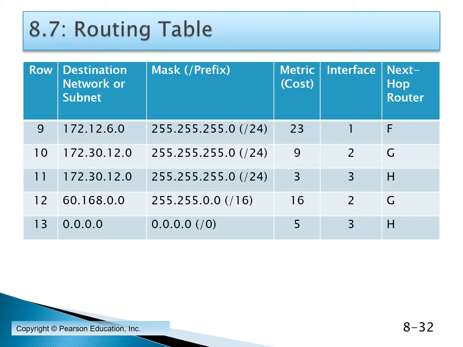So this one is just a continuation of the previous slides. We have more rows of this example. The last row here means anything else, right? 0.0.0.0, and the mask is basically 0 bits. In this case, if the addresses are not here, so it's not going to have any match here, then it's just going to send it out to interface 3, and we'll let router H handle this.